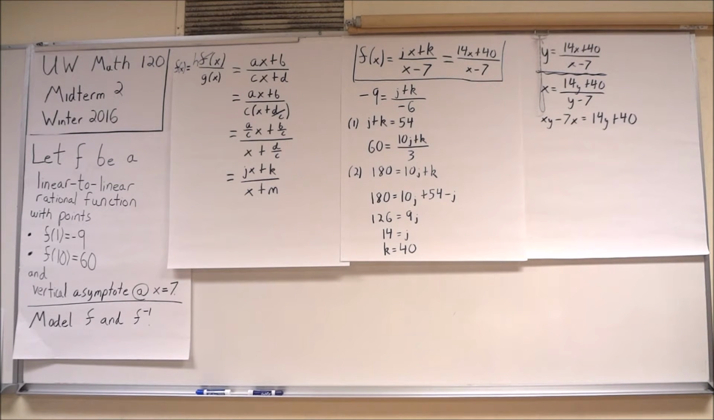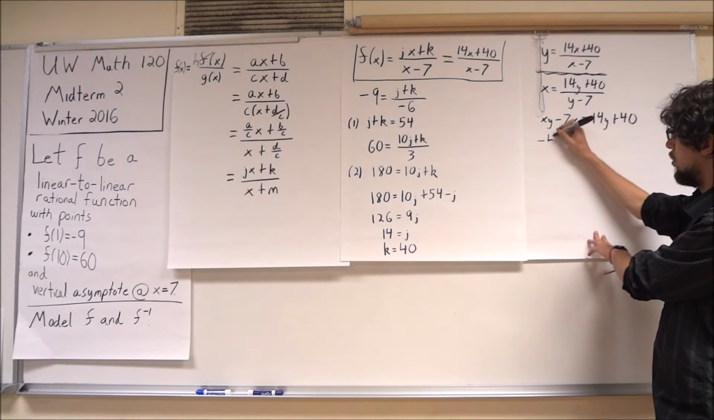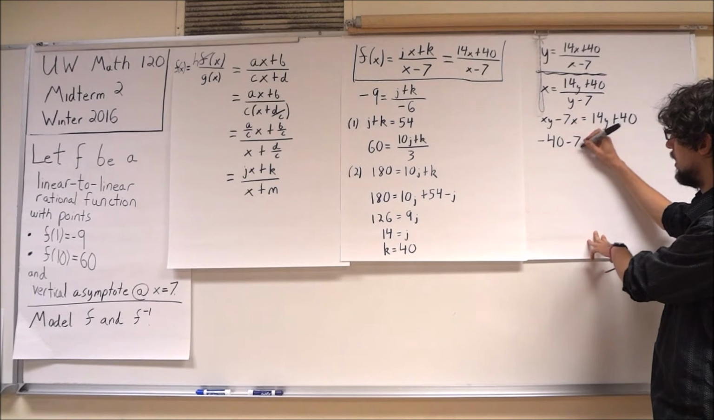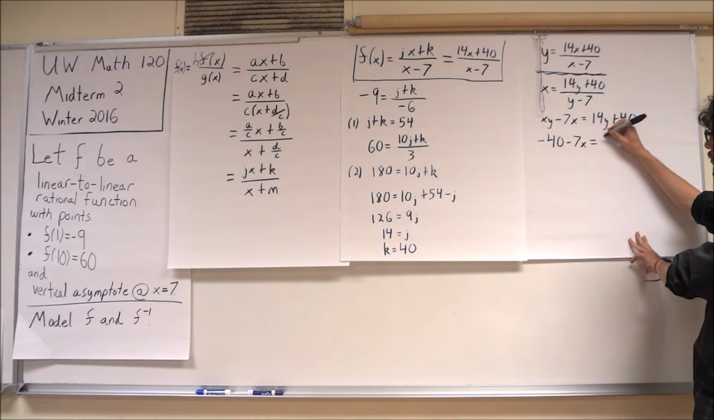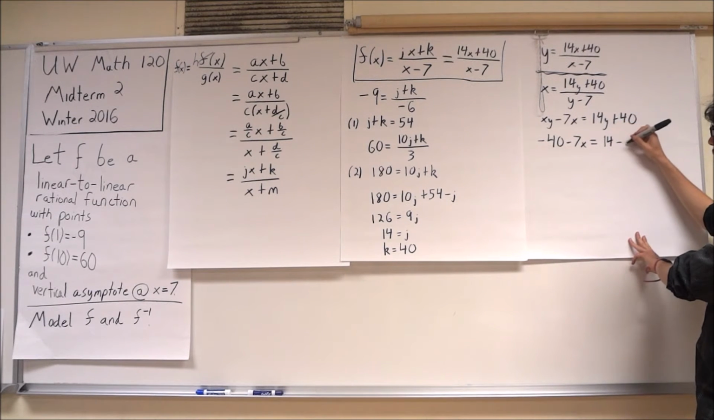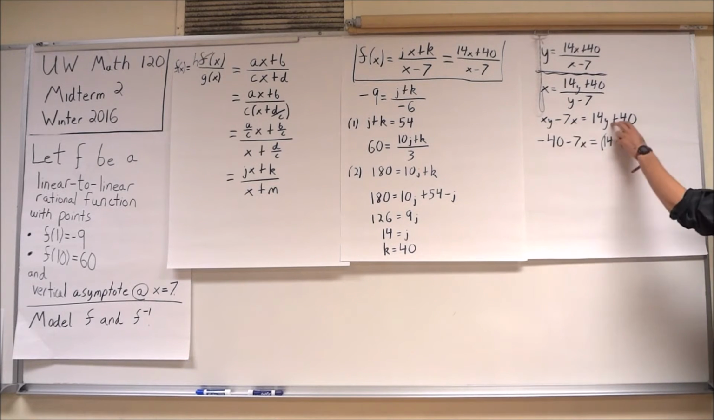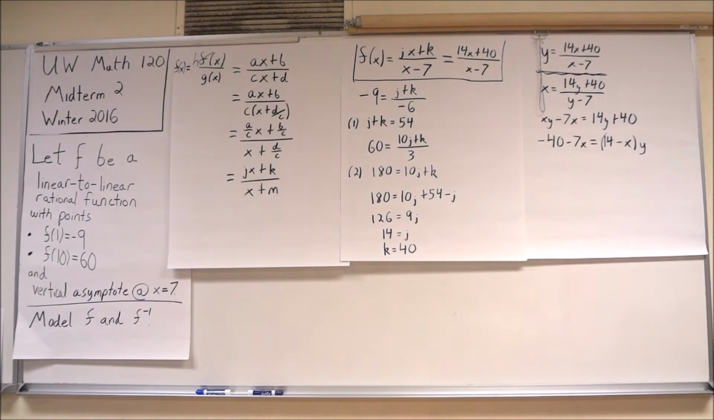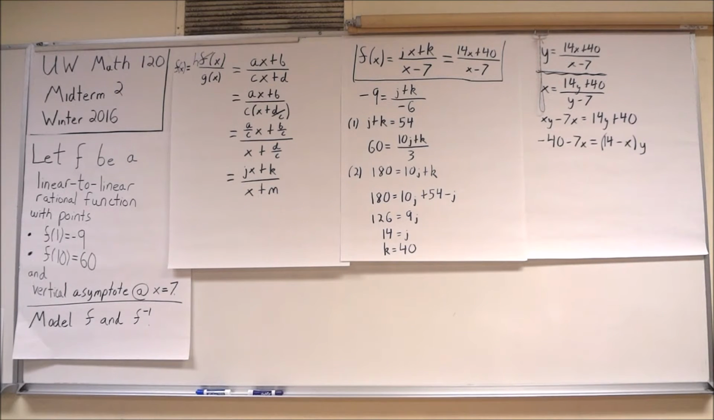I want to solve this for y. Let me bring the 40 over to here and the xy over to here. I get that negative 40 minus 7x is equal to 14 minus x times y. I brought the xy over here and I factored a y out of both of those terms.